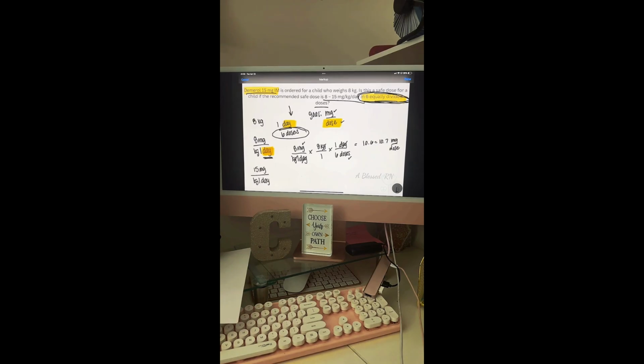Do the same thing for the 15. So 15 mg per kg /day times 8 kgs over 1 times 1 day over 6 doses. Okay. Did the exact same setup. Okay. 15 times 8. Whoa, 15 times 8 divided by 6 is going to be 20 milligrams per dose. So let's bring out the colors again. 10.7 to 20 milligrams per dose is my safe dose range.